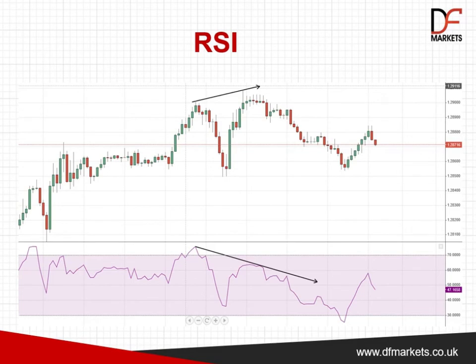You can see on this chart that price is moving higher, putting in higher highs. However, notice how the indicator stops moving higher and instead starts to put in lower highs, moving in the opposite way to price. This situation tells us that bullish momentum is waning from the market and highlights that price is vulnerable to a reversal lower. This scenario is known as bearish divergence and can be a good opportunity to sell.